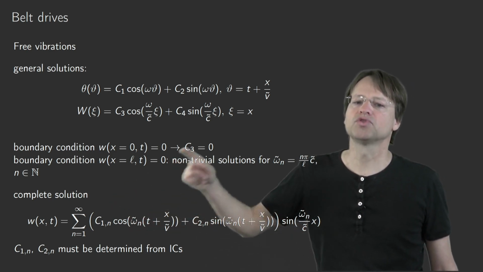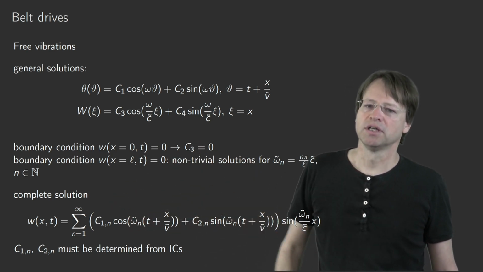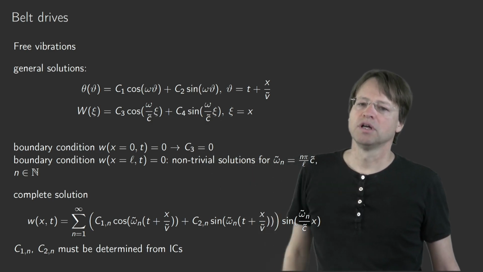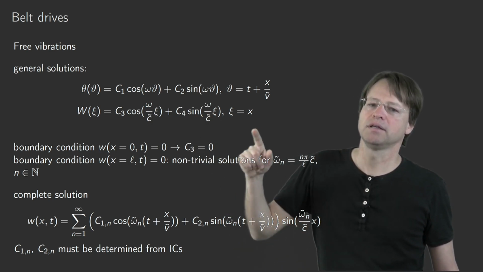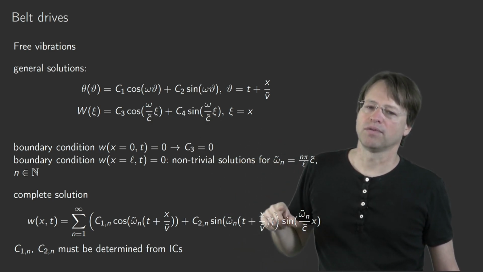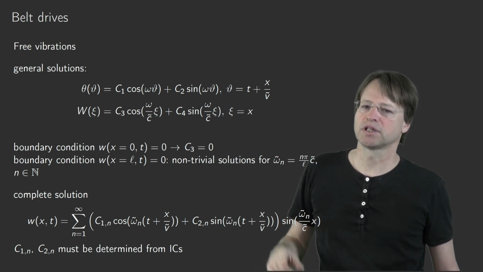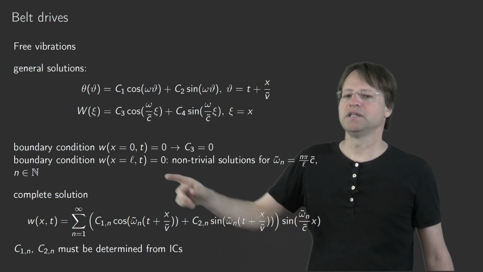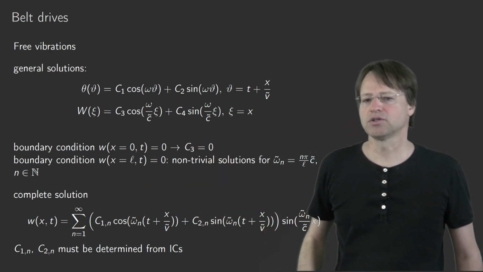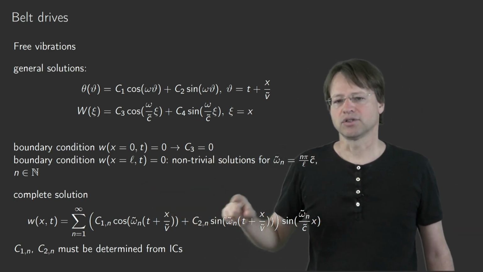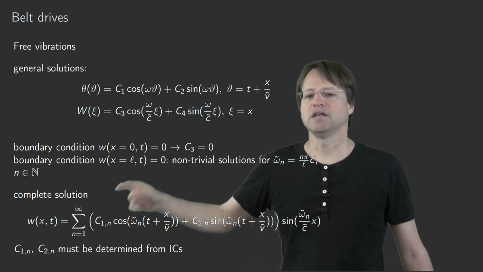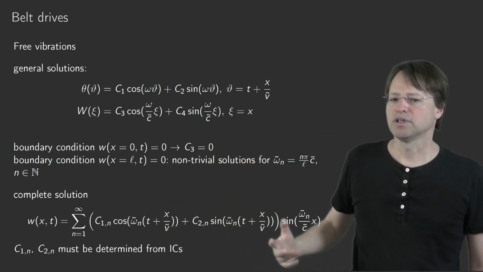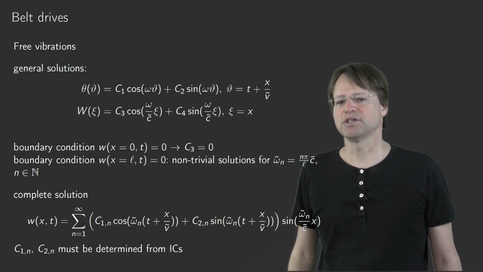Still, there are two sets of integration constants here, coming from C1, C2, which are then multiplied by the constants of the various mode shapes, so C1n, for example, leading to two sets of integration constants, C1n and C2n. And again, there are countably infinitely many of these integration constants.